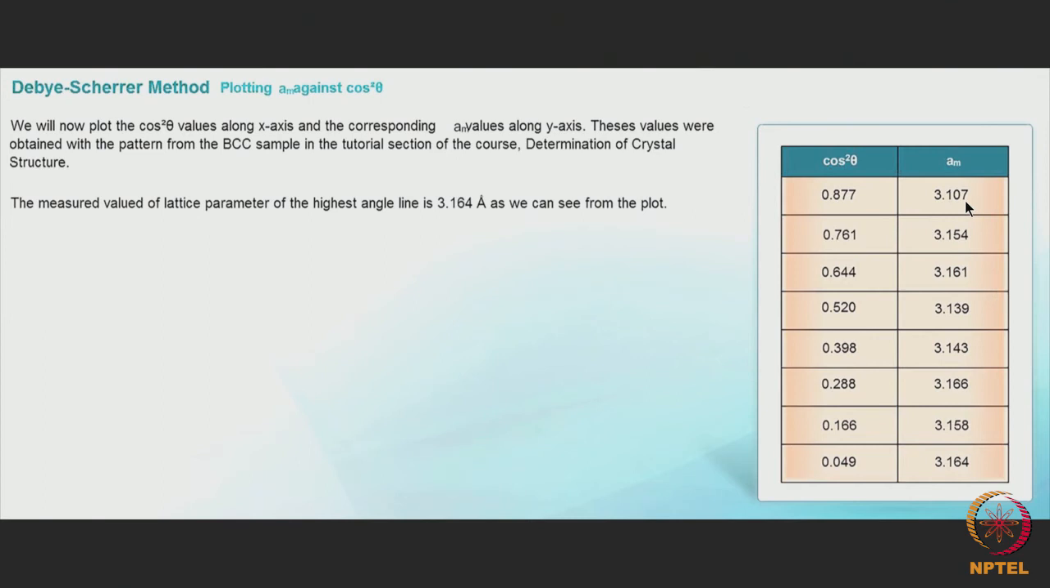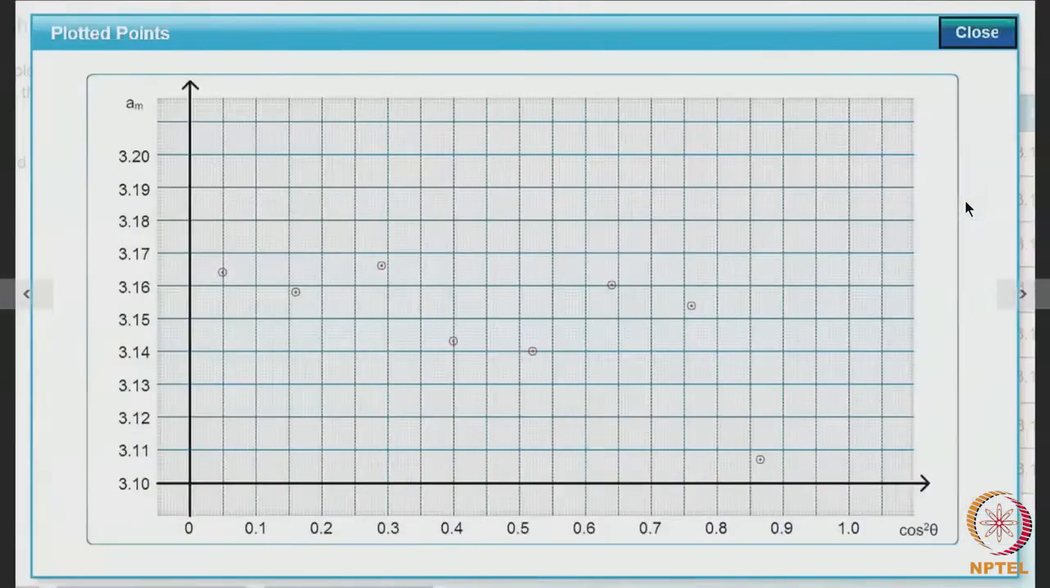So, as per the procedure described earlier, we are going to plot these values. We plot the A m values, that means the measured lattice parameter values, along the y axis, and the cosine square theta values along the x axis. So, for any particular line in the pattern, we find out the cosine square theta value and the A m value, and plot a point. Similarly, for another line, we find out the cosine square theta value and the value of the measured lattice parameter. In this way, for all the 8 lines, 1, 2, 3, 4, 5, 6, 7, 8, we plot A m versus cosine square theta in this form.